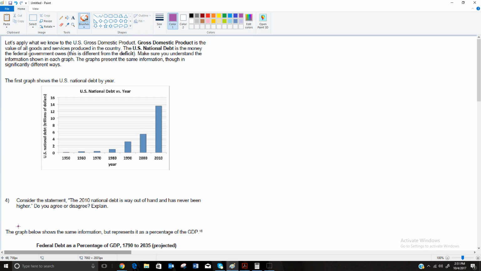So the first question says, consider the statement, the 2010 national debt is way out of hand and has never been higher. Do you agree or disagree? Again, usually when someone produces a graph, they're trying to elicit a response. Not always, but oftentimes they're trying to elicit a reaction or a response for whatever they're trying to support. You have to remember when you're looking at things in newspapers and magazines, or hear it on the radio or watch it on TV, that almost anybody that's presenting that has some sort of agenda.